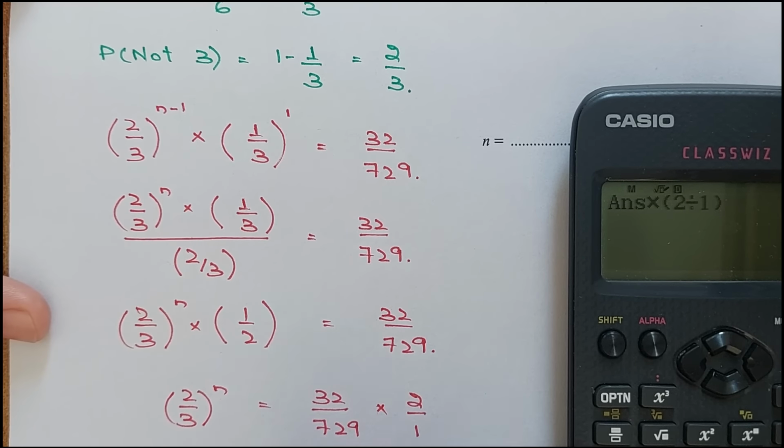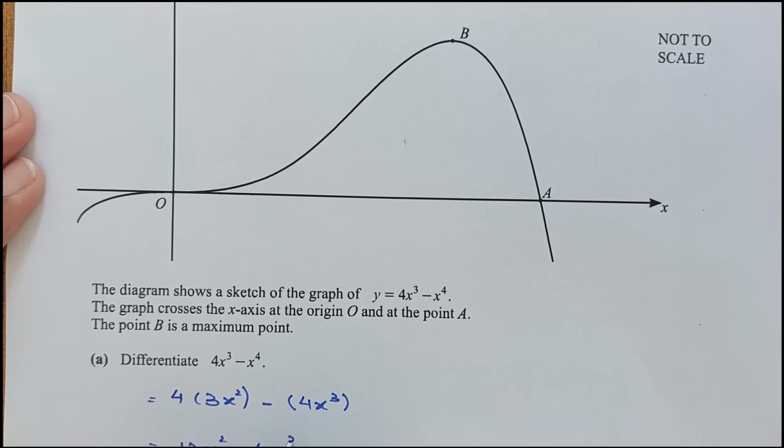Question number 9. The diagram shows a sketch of the graph of y equals 4x cubed minus x to the power 4. The graph crosses the x-axis at the origin and at point A. The point B is the maximum point. Part A, differentiate 4x cubed minus x to the power 4. The derivative of 4x cubed is 12x squared, and the derivative of x to the power 4 is 4x cubed. So this equals 12x squared minus 4x cubed.